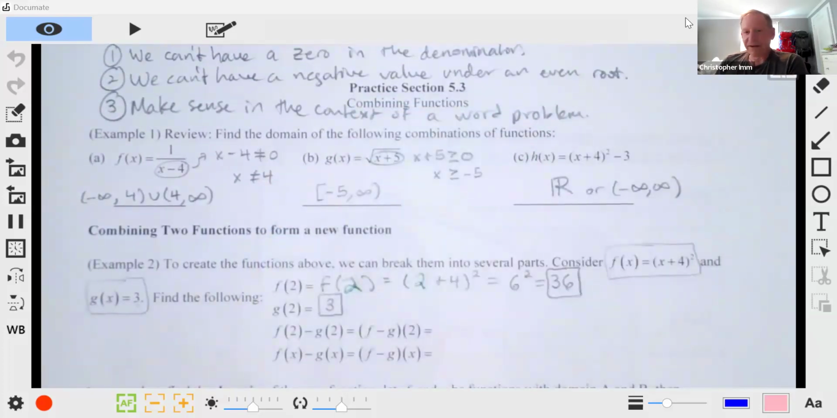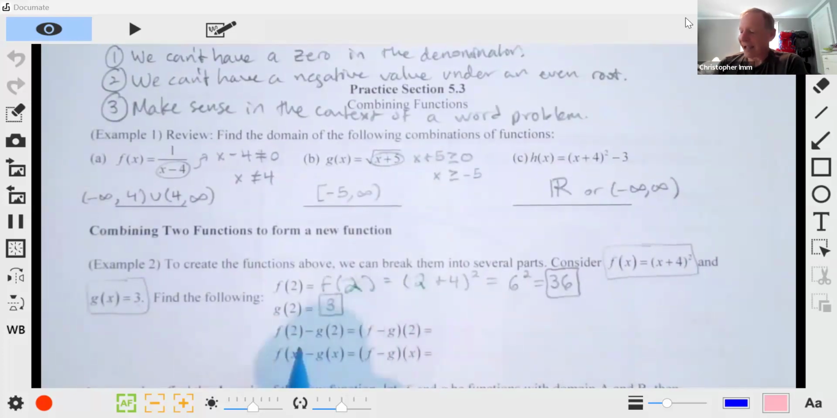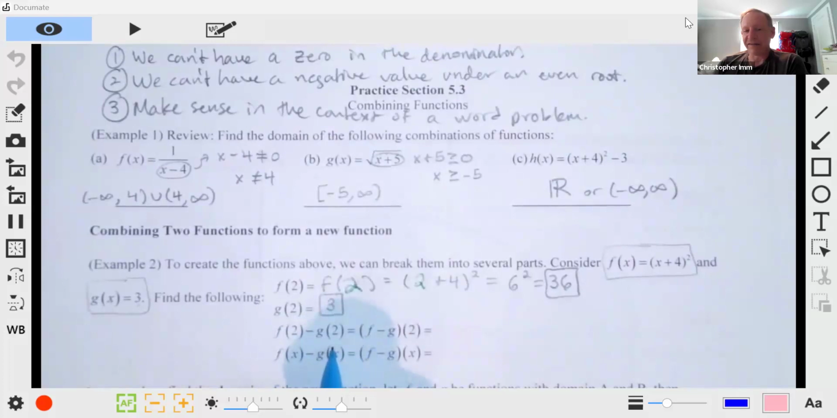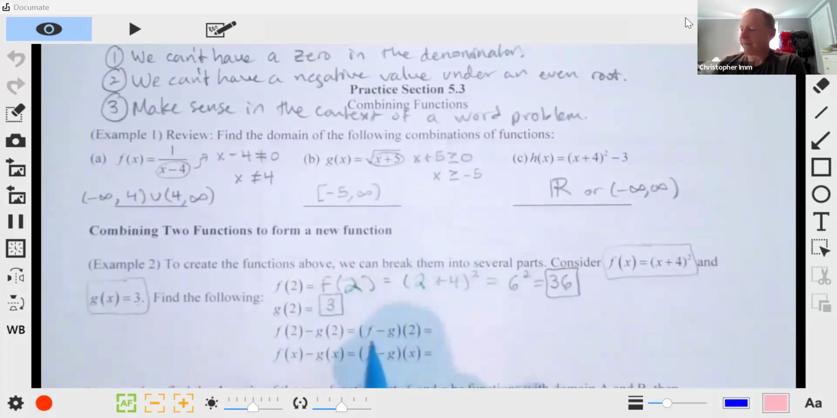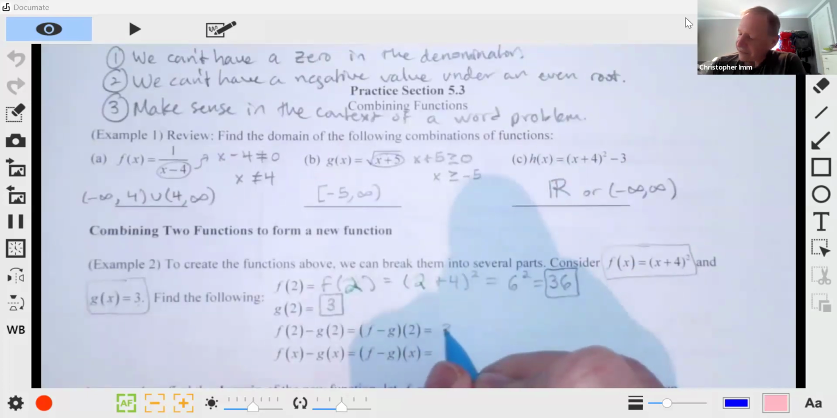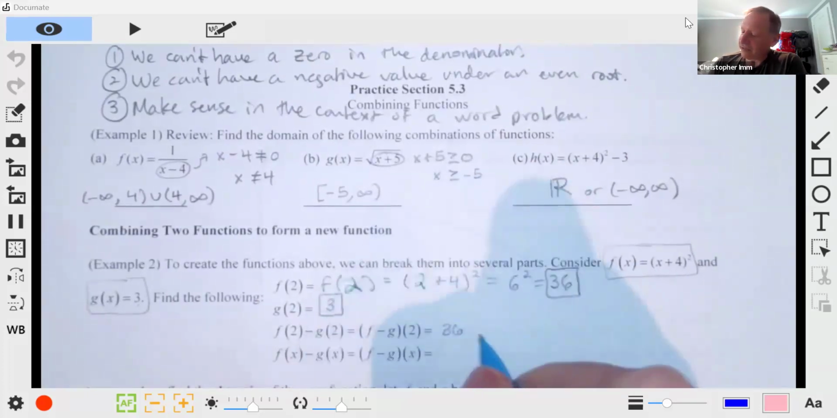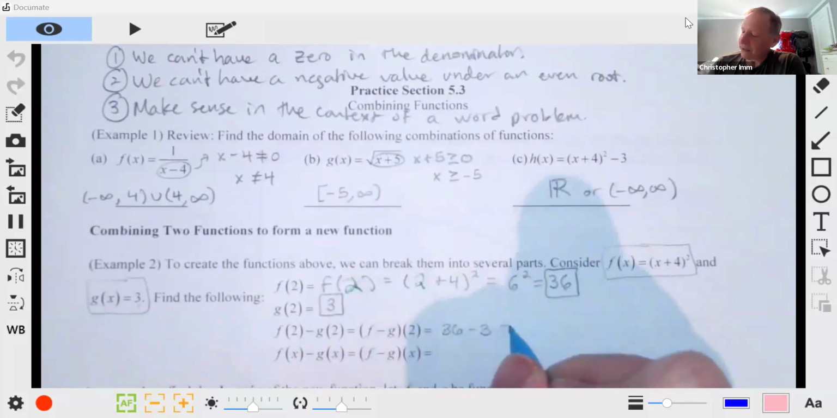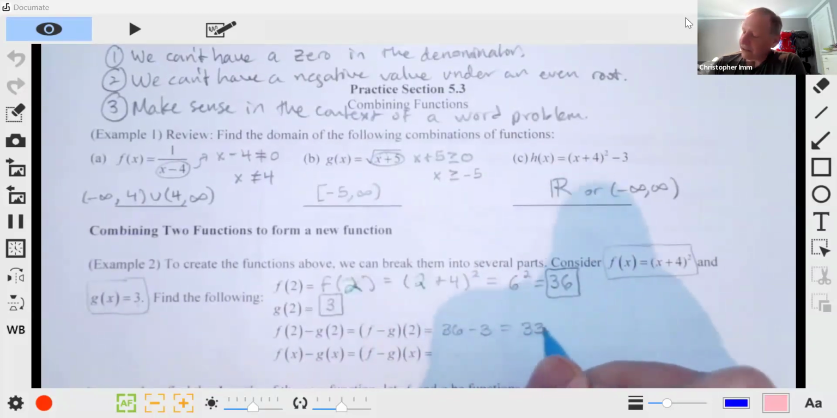So if I wanted to find, let's say, the difference of f and g at 2, we could use this notation. So f of 2 minus g of 2 is the same as f minus g of 2. That's how you say that. So f minus g of 2 is going to be f of 2, which we said was 36, minus g of 2, which is 3. And so we'll get 33.